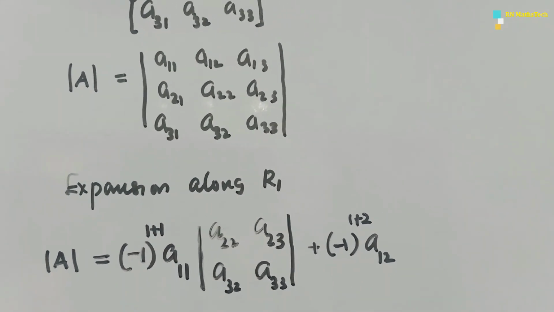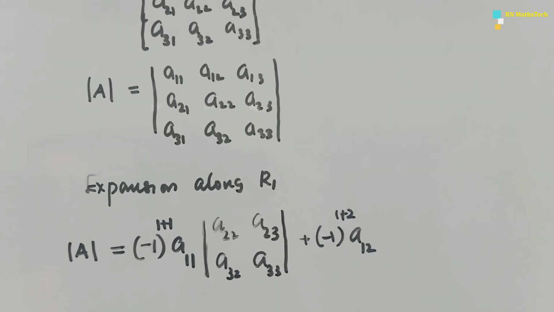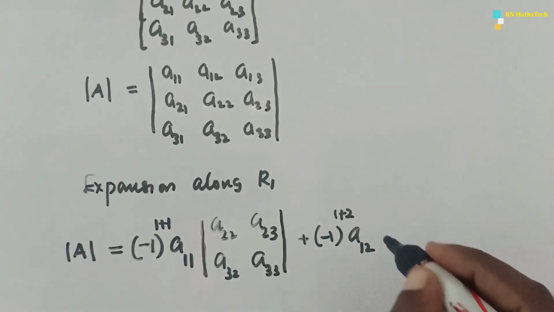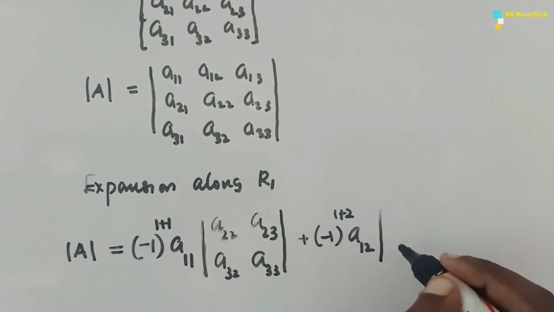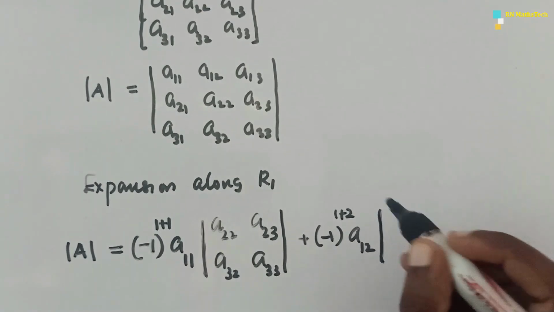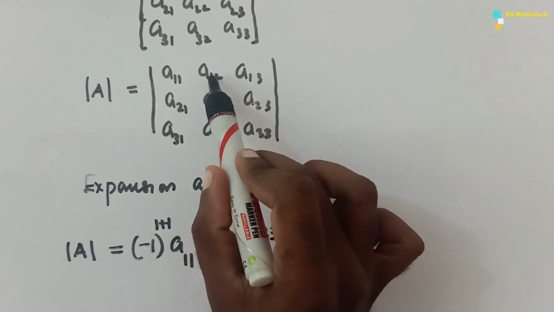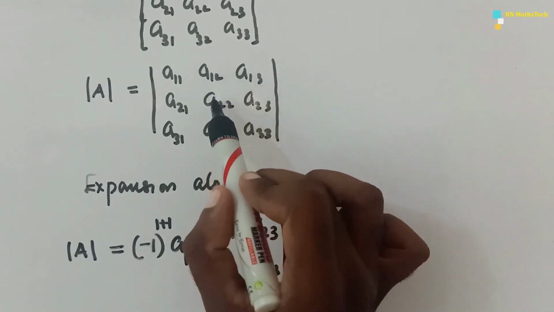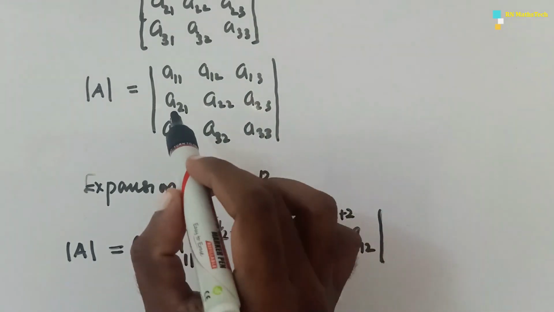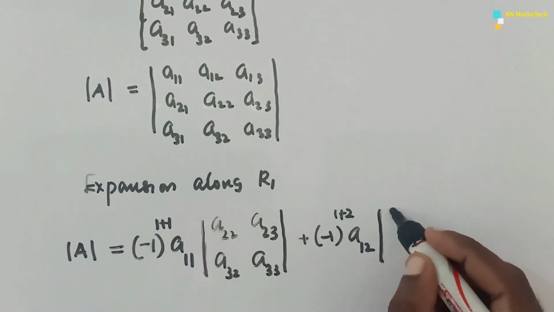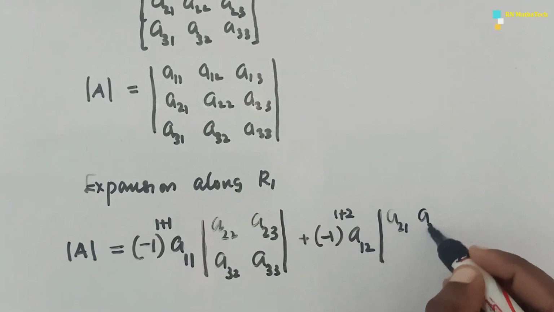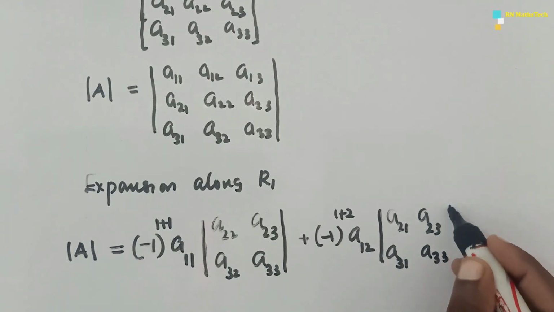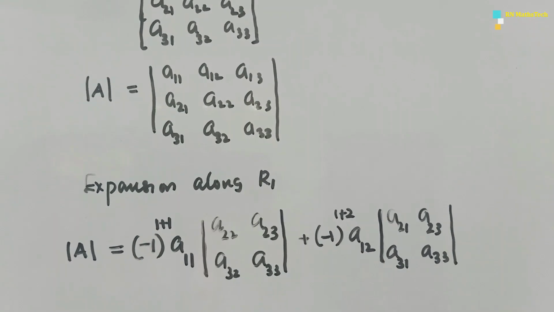Minus 1 raised to 1 plus 2 into A12. Now we write the value of the determinant deleting the row containing the element A12, that is the first row, and the column containing the element, that is the second column. So we have these four elements A21, A23, A31, A33. Okay, so that is the second element.